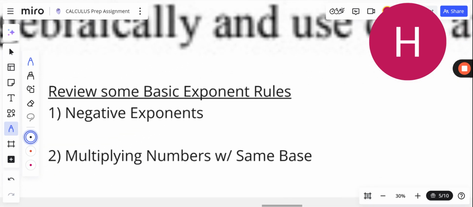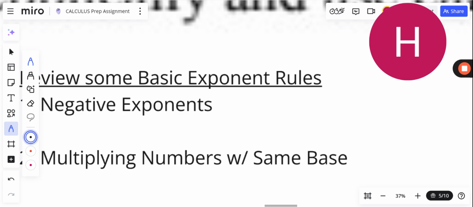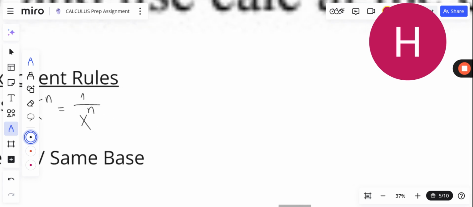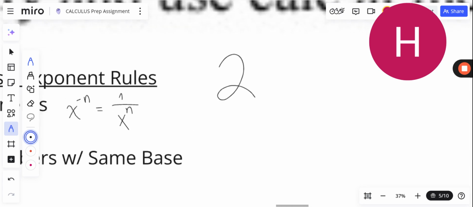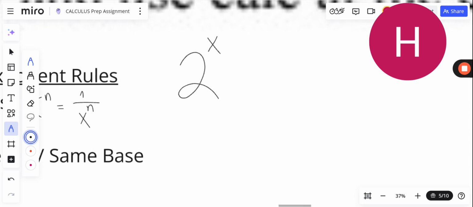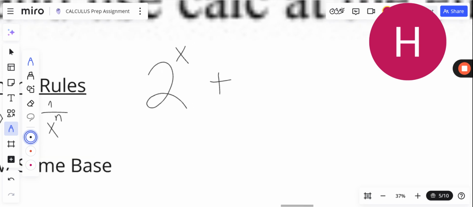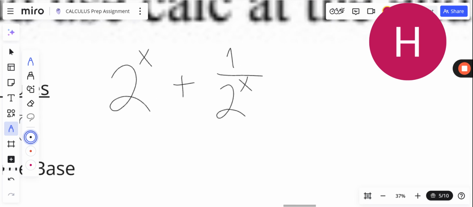So let's go back and check out the rules for negative exponents. The rule for a negative exponent is if we have x to the negative n power, this is the same as 1 over x to the positive n power. So taking that into consideration, our equation looks a little something like this. 2 to the x plus 1 over 2 to the x equals 5.